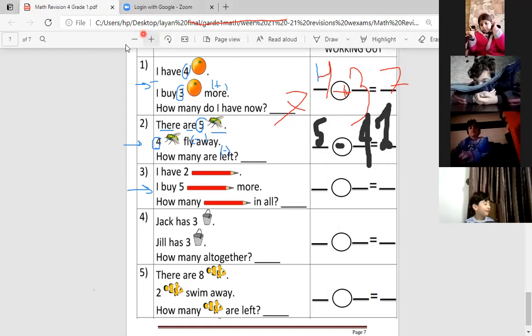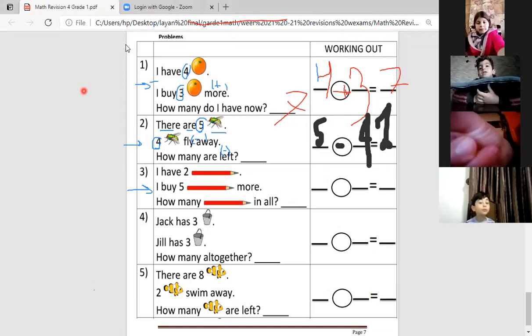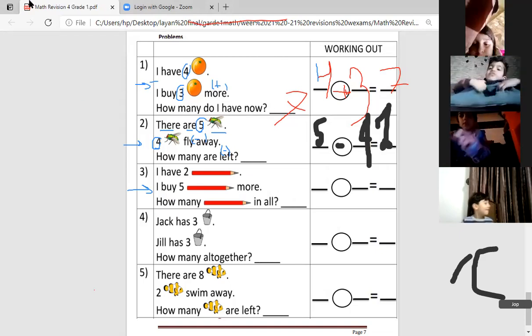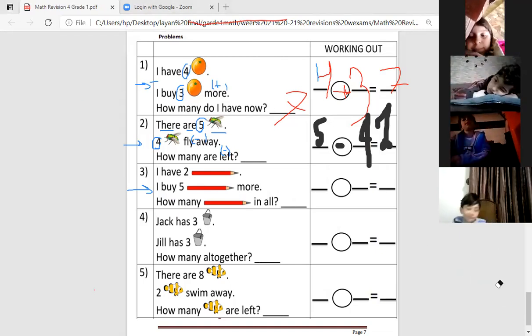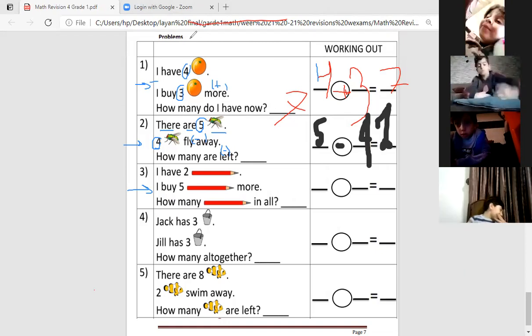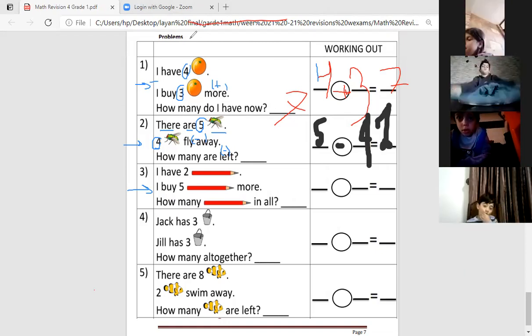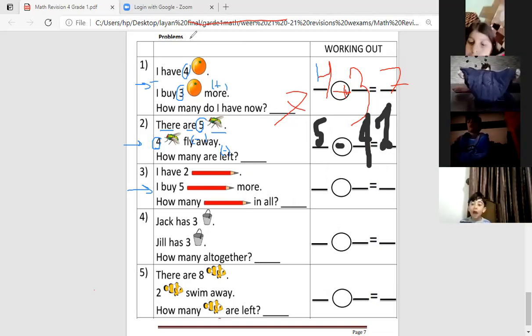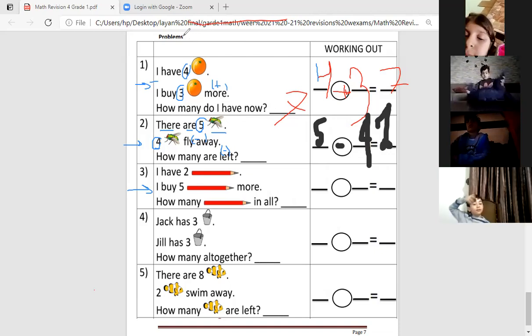Okay, Ahmed, can I have 2 pencils? Okay. This is addition or subtraction? Minus or plus? Minus. Why minus? I have 2 pencils and I should have 5. So here I'm doing subtraction or addition? Addition. Okay, bravo. So I had 2.